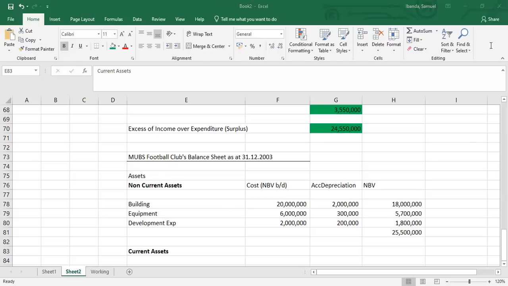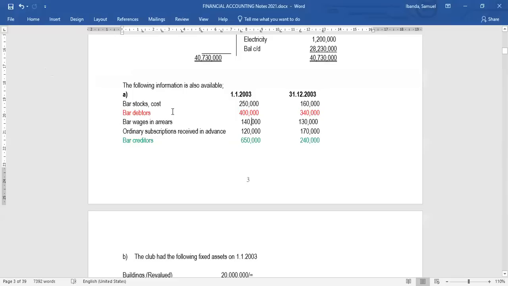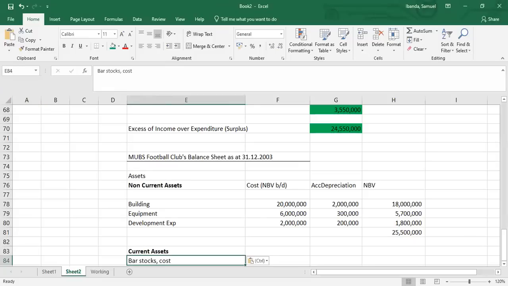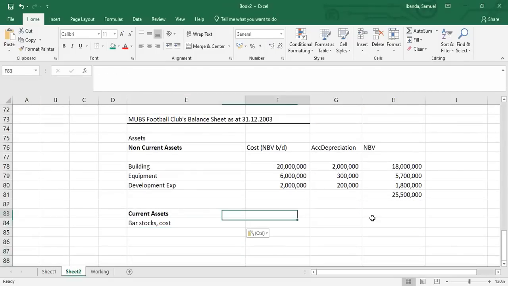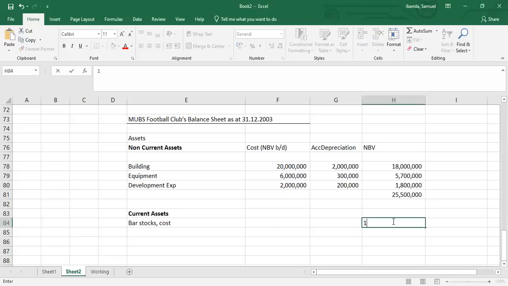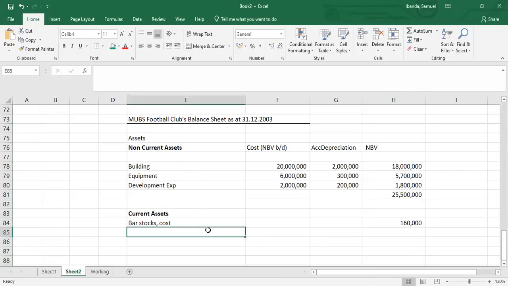Remember, when it came to here, just like the way we did it when we were doing the statement of affairs, stock, we shall take the 160,000. Remember, last we used the ending figures. So we have stock, which is 160,000. These I'll record here directly, since they don't have things to do with depreciation and what. Then I have bad debtors.